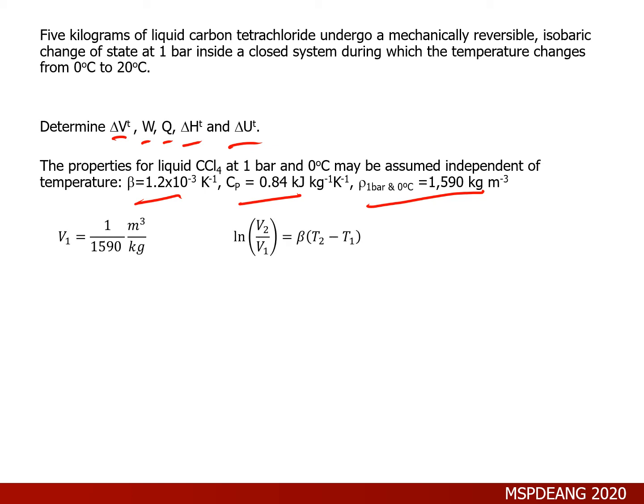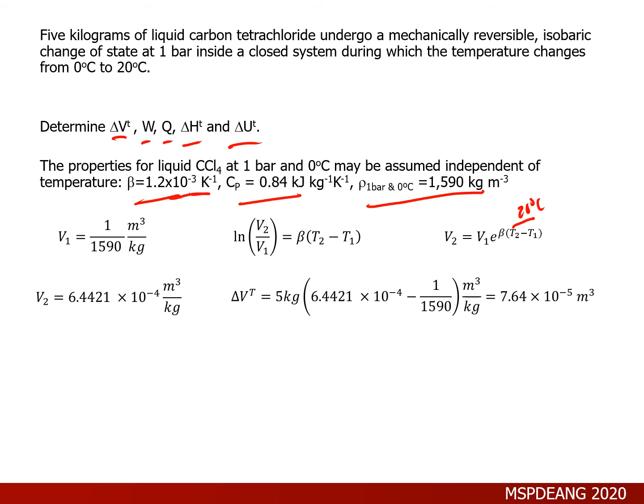Ayan. And from here, we can now get V2. Okay, so integrated expression natin for the EOS for the liquid. So constant pressure, may mawawala yung term natin for kappa. So you will just have V2 is equal to V1 times e raised to beta delta T. Okay, so delta T is equal to 20 degrees Celsius or 20 Kelvin. Kasi same lang naman delta T pag degrees Celsius and Kelvin. And beta is this value. Okay, so ina-assume natin ang constant. And from here, you can now get V2, which is 6.4421 times 10 to the negative 4 meter cube per kilogram.